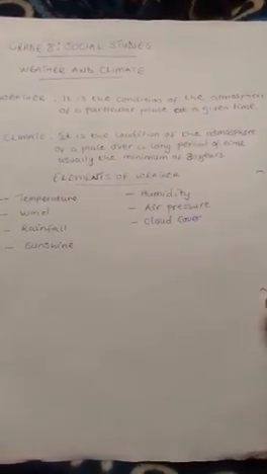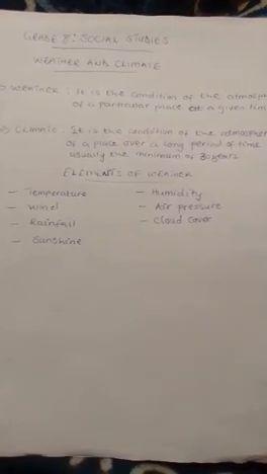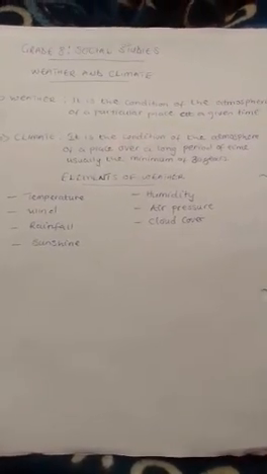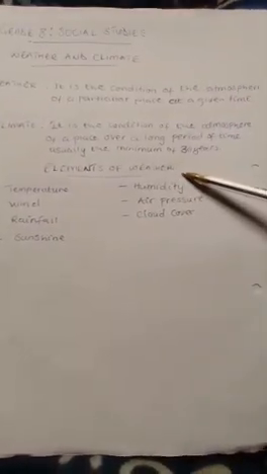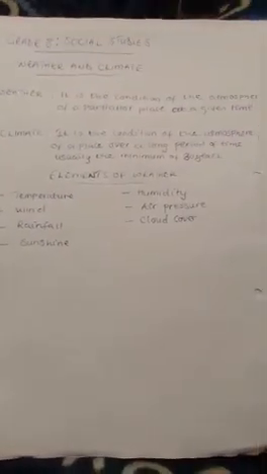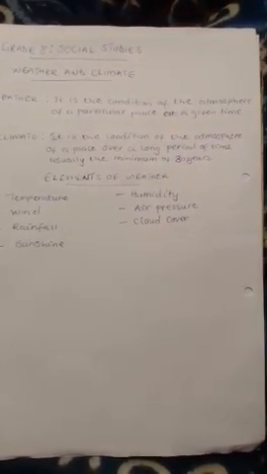So for today, we'll end here. And before we end, let's just have a summary of what we looked at today. We looked at what is weather, what is climate, and the elements of weather. When we say weather, this is the condition of atmosphere of a particular place at a given time.